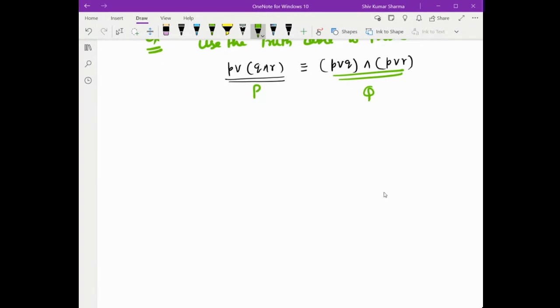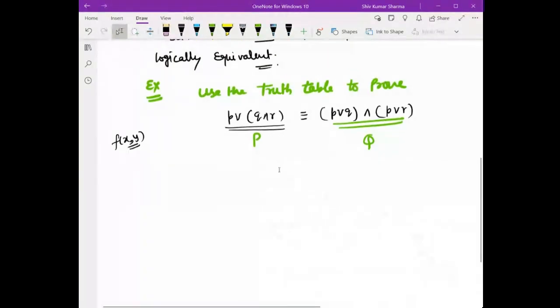We say that a function of x, y, we write as f of x, y. So f of x, y are independent variables. So here capital P, Q are functions of small p, q, r. So we want to show both are logically equivalent. This symbol represents logical equivalence.